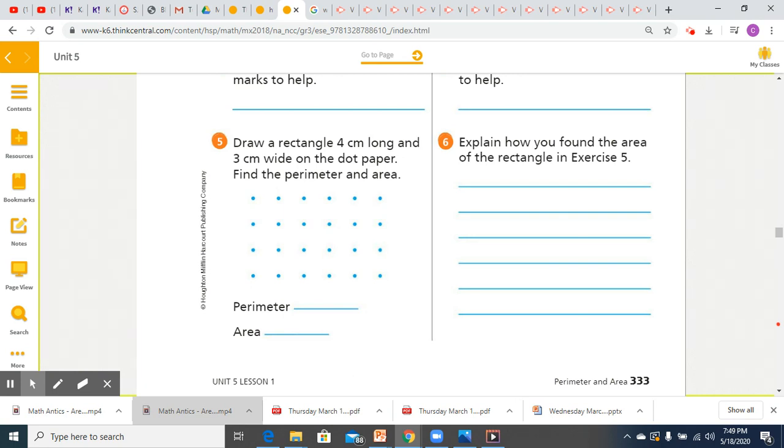Okay, and then on number 6, you're going to be writing a little bit. You're going to be explaining how you found the area of the rectangle in this exercise. Okay, how did you find the area? By multiplying what and what. Okay, you just explain it. You just write it on the lines.